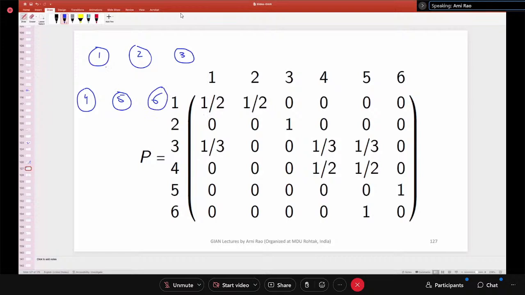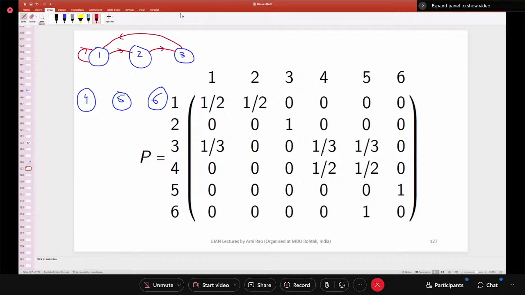State 1 communicates with itself with probability half, and 1 to 2 transition is happening. 2 to 3 is happening with probability 1. And from 3, there are transitions to 1, to 4, and to 5.